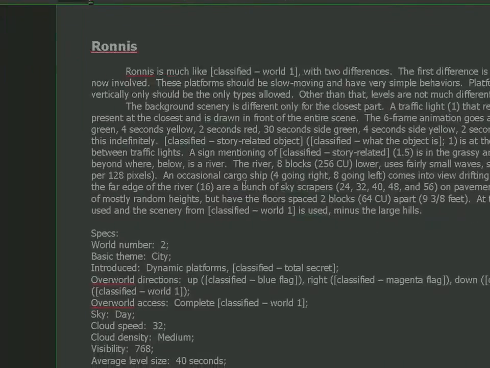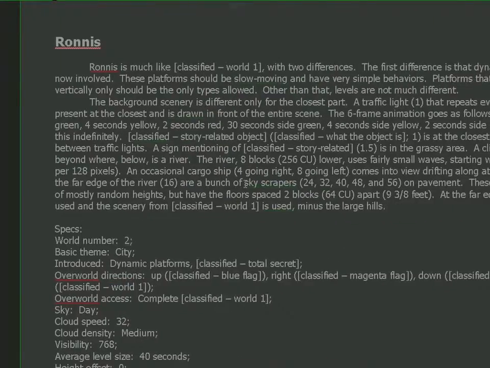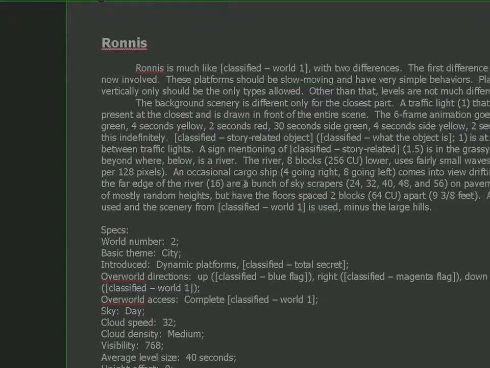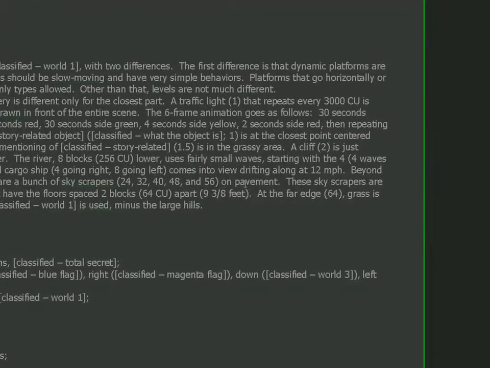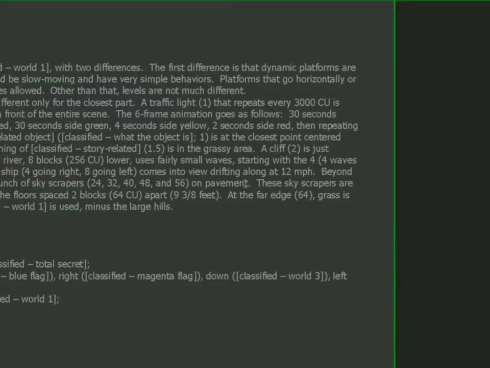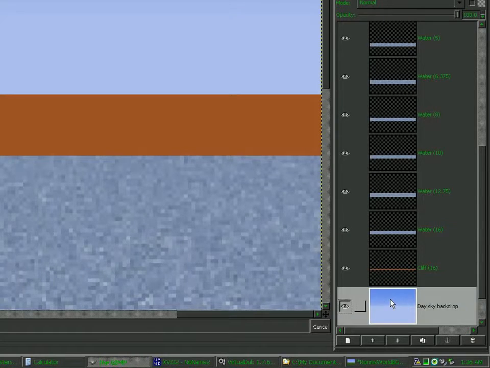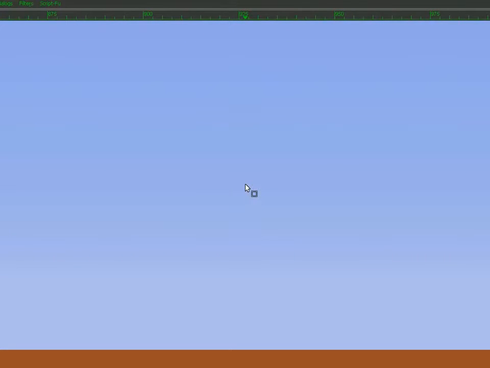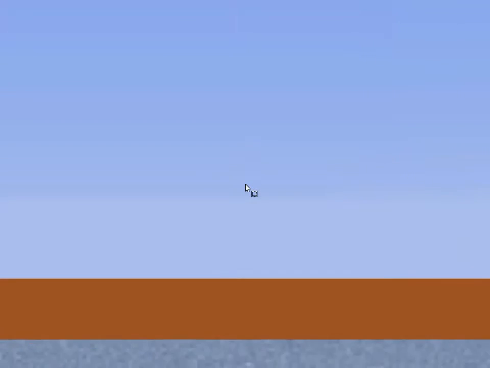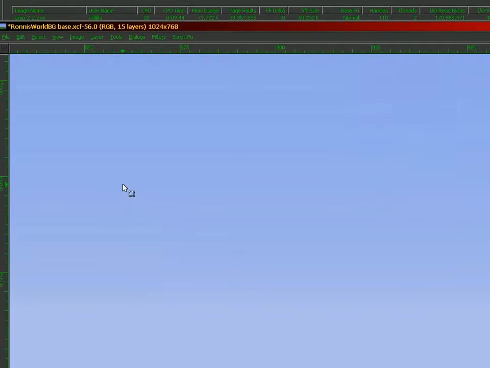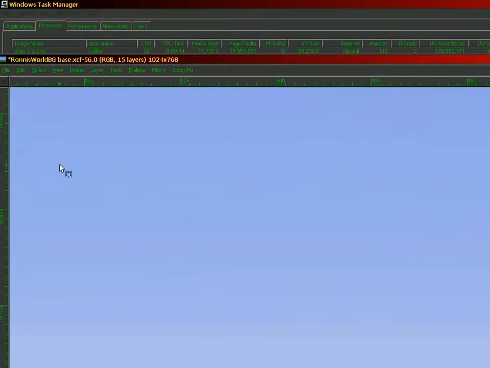Because, well, the design document says beyond the far edge of the river are a bunch of skyscrapers on pavement. Okay, so it's got to be on pavement. And this is where that pavement texture now comes in. But it's not 256 coordinate units lower. It's at the same height as what we started with, 320. Let's move on.